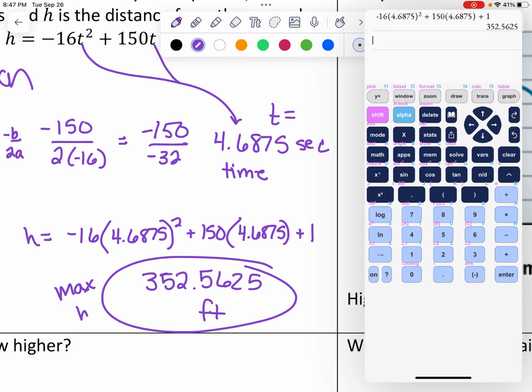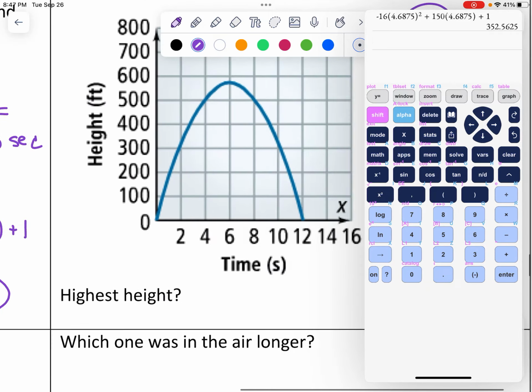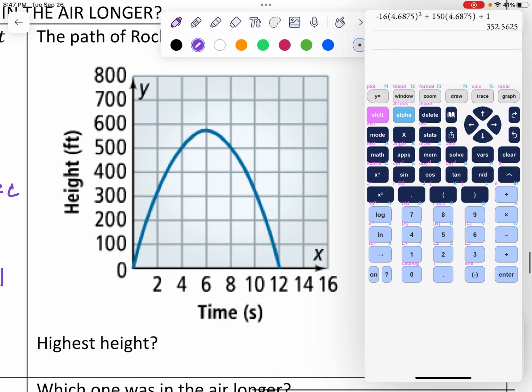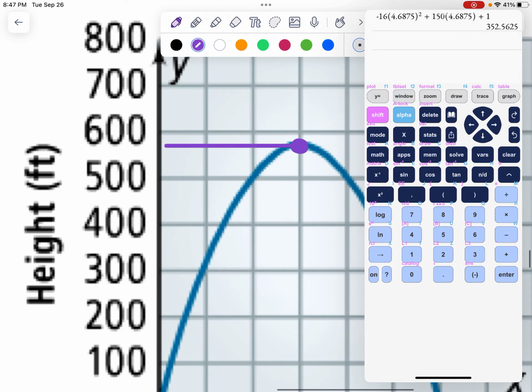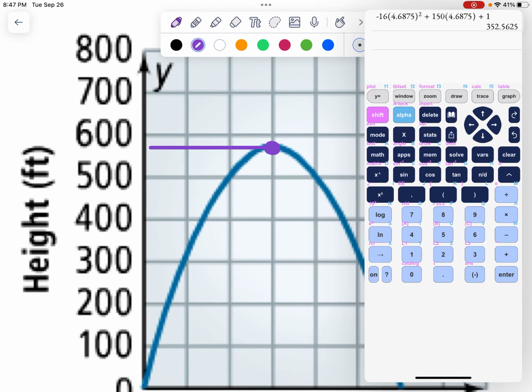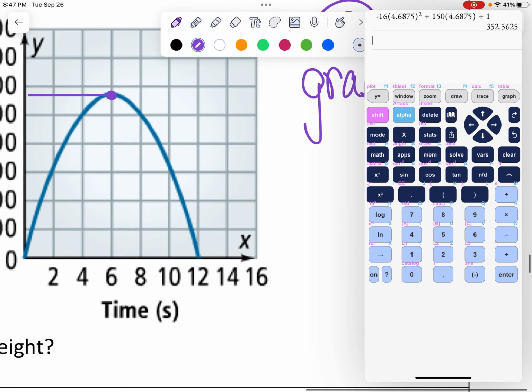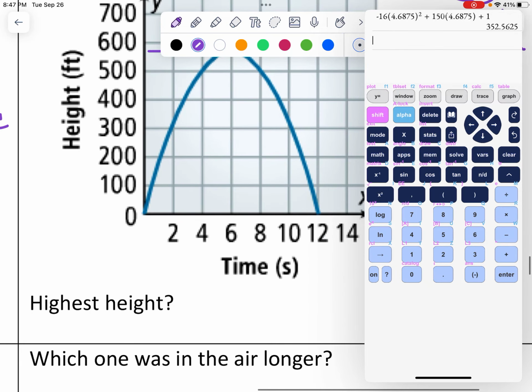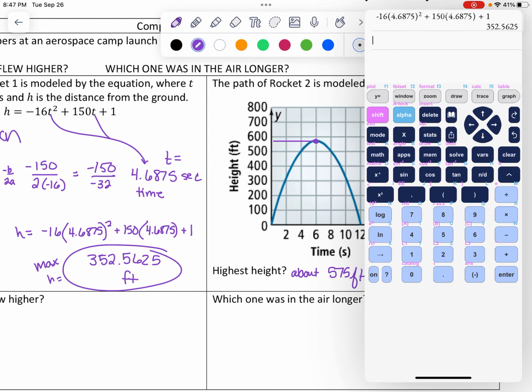Now the next one is just going to be a lot easier because it's a graph. Oh, this one's a lot higher. This one's just visually how high because it's just a perfect graph. So this one looks like it's going to be pretty darn close. I'm going to say about 575. So I'll say the max height is about, because I'm using estimates, 575 feet using my graph. So obviously the equation one was a lot harder to find because I don't have a picture. This one was pretty easy because I had a picture.